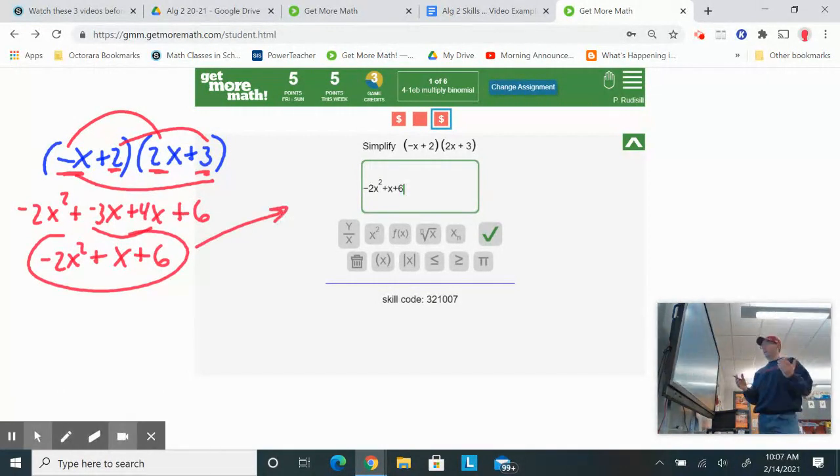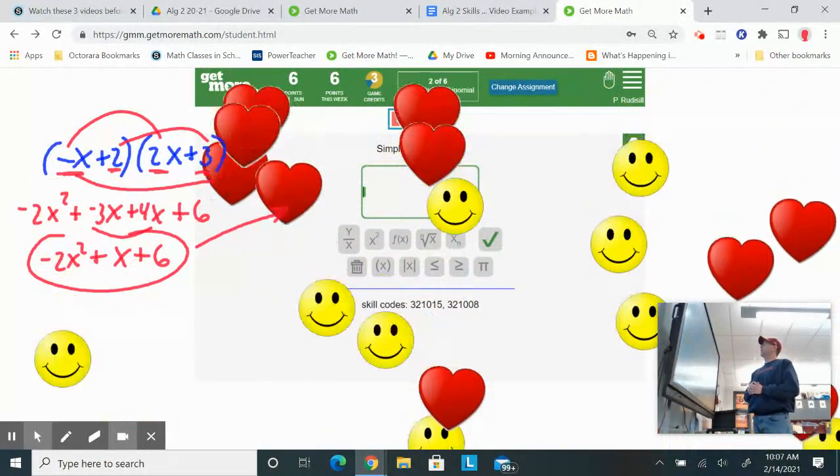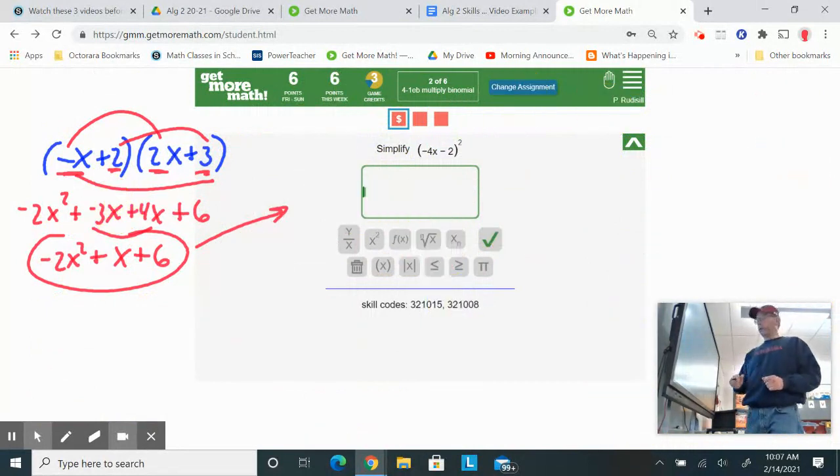All right, check my work. Check my work over here. Check what I typed in. I looked at the exponent to make sure I had that. Any negatives? Let's see. Nice.